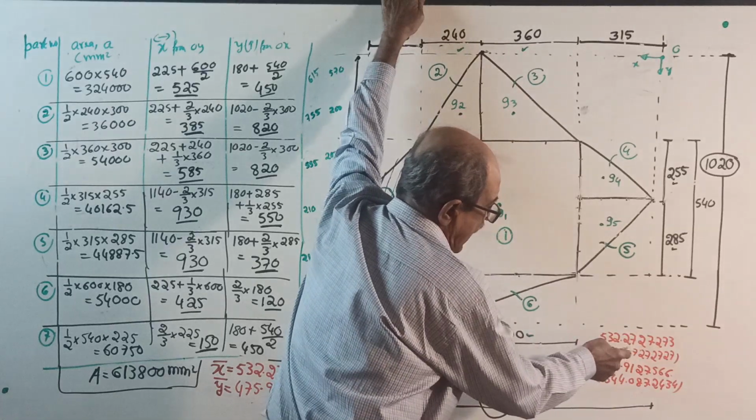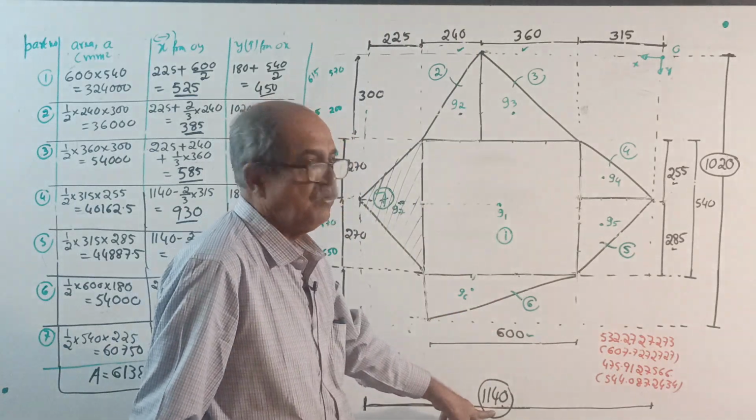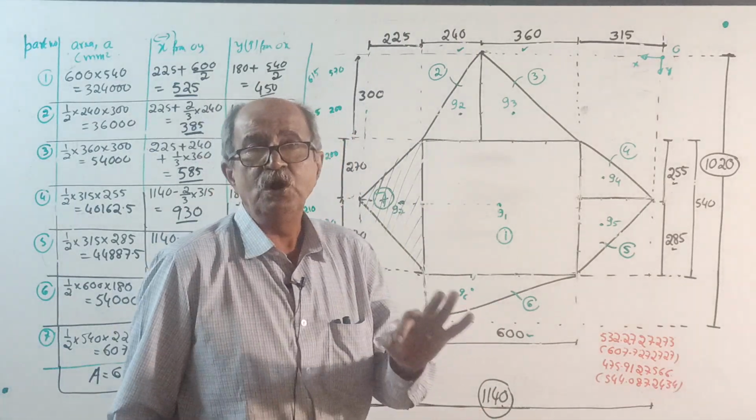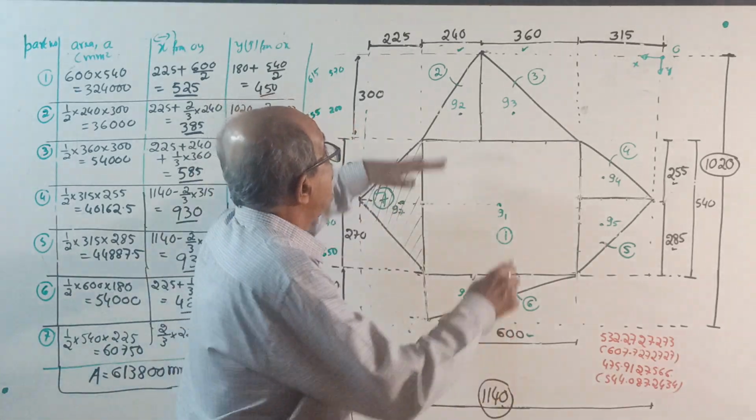607.7272727. You add these two, exactly you will get 1140. See how this is called perfection. You will get 1140. Next, Y.